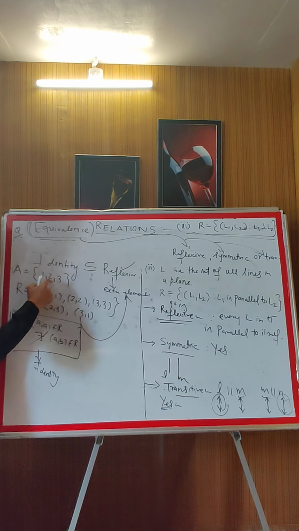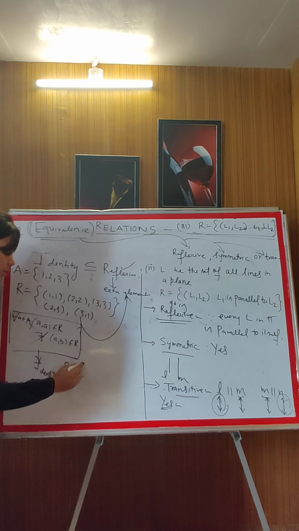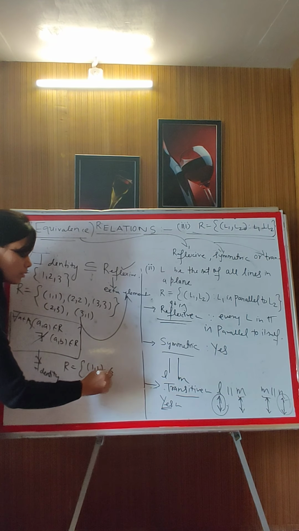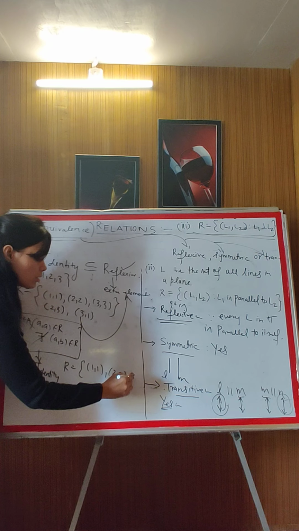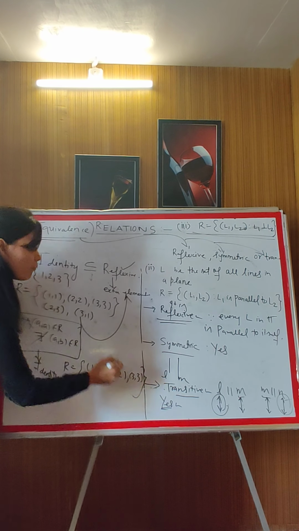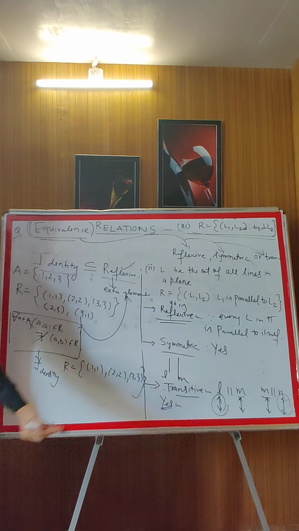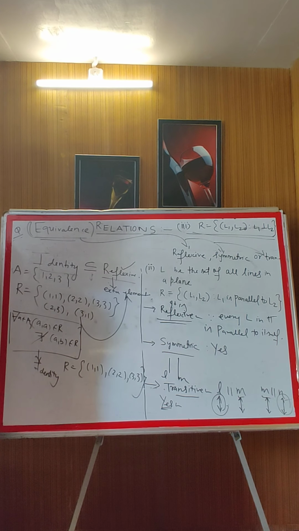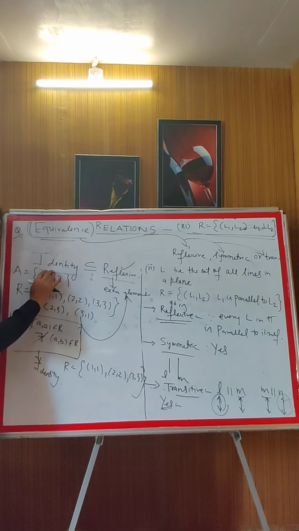So for identity, it is strictly having only these three elements, and hence this is the relation we have between these two types of relations, which are closely related. The only difference is that identity is much more restricted compared to reflexive. It is very restricted, while reflexive has some flexibility.